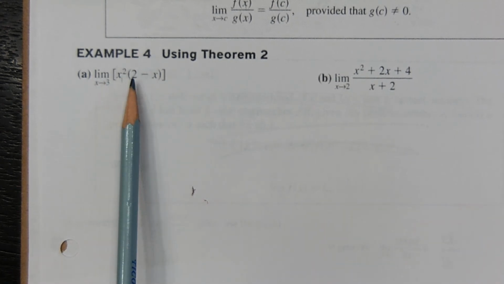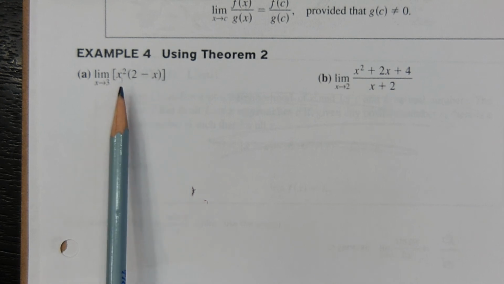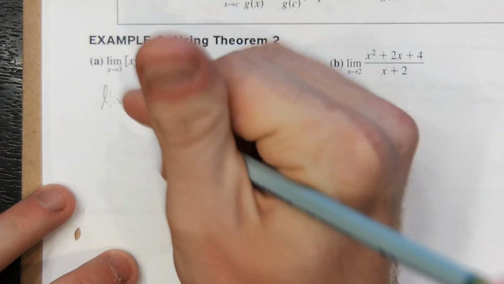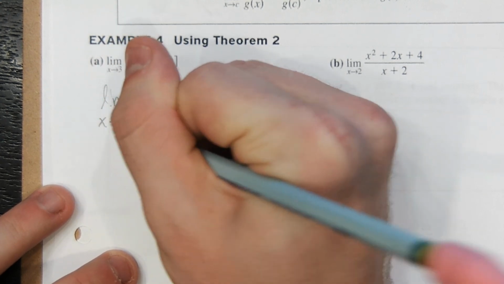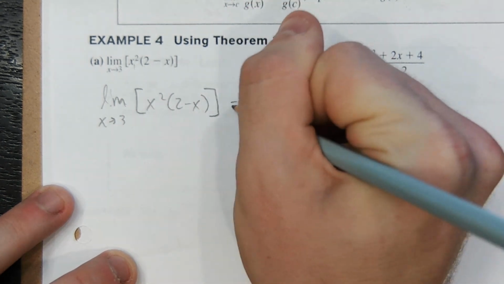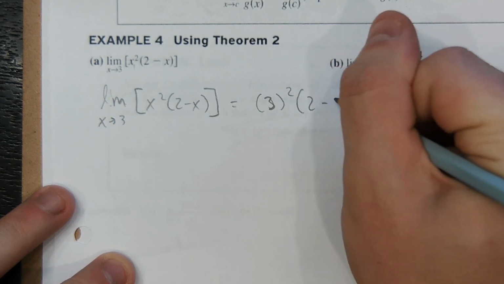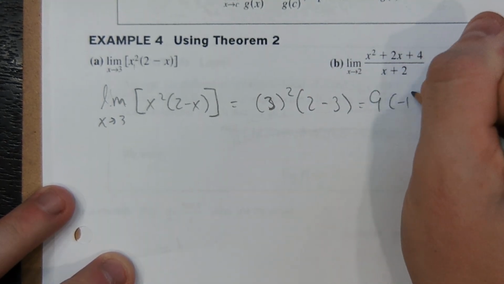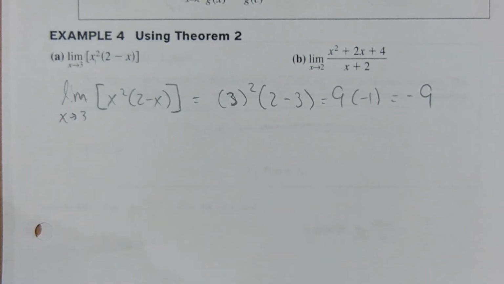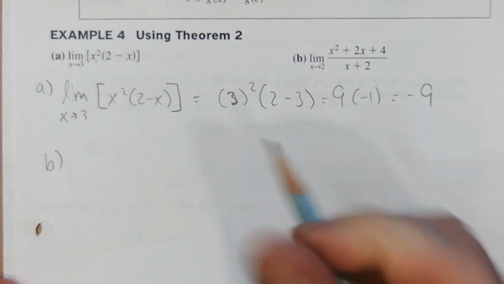X squared times 2 minus x. Yeah, I can just plug in 3 here. No discontinuities. This is going to be a smooth curve. So the limit as x approaches 3 of x squared times 2 minus x is literally 3 squared times 2 minus 3, or 9 times negative 1. Whew, breaking a sweat. No, I'm not. That was A. And then part B.